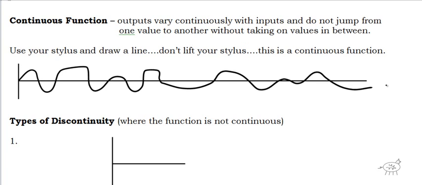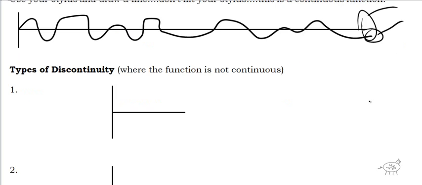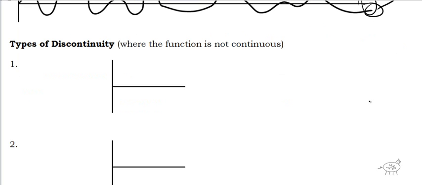This is a continuous function. As soon as I pull my pen off the paper and I create a gap or something like that, and it's a jump here, it's not continuous anymore. So a continuous function is you never take your pencil or your stylus off the paper. Okay, we got some different types of discontinuity, and again, discontinuity means where the function is not continuous.